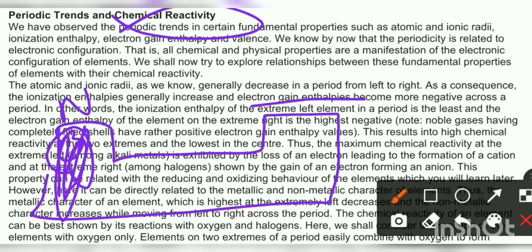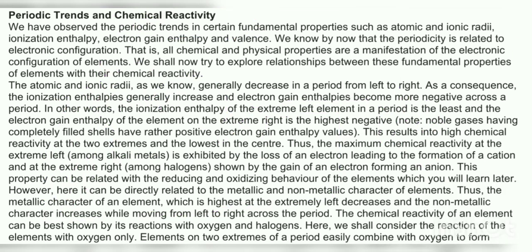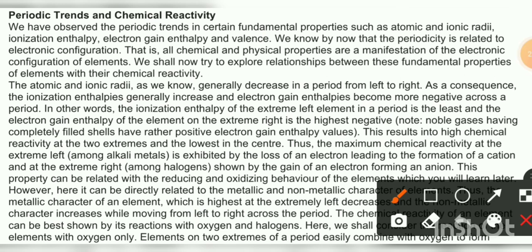So therefore the alkali and alkaline earth metals commonly show positive charge, that means they have a tendency to lose electrons. Sodium, potassium, for example. The extreme elements present on the extreme left side of the periodic table, the alkali metals, lose an electron leading to the formation of a cation, that is, positively charged ions are formed.